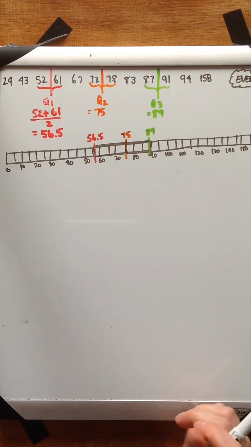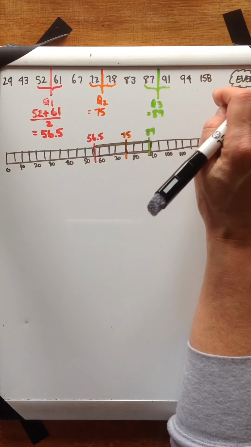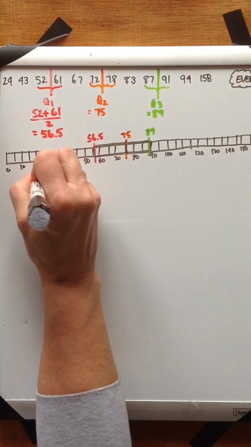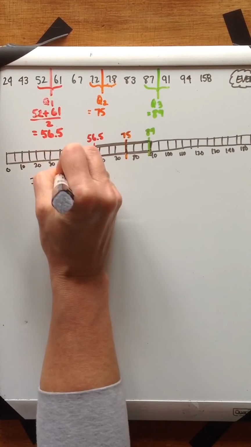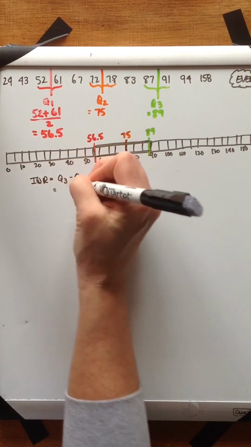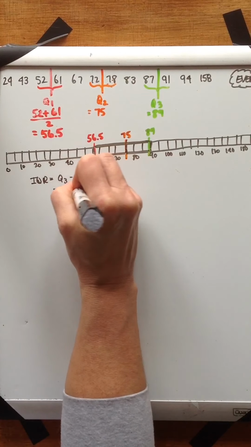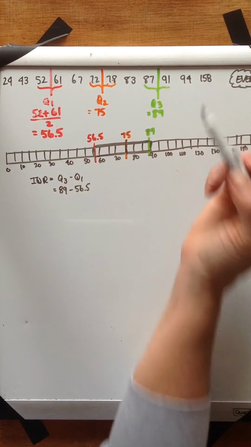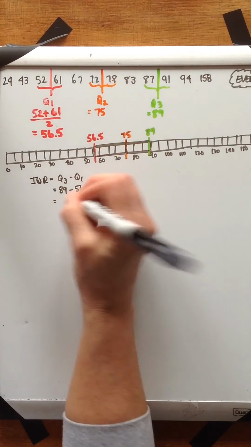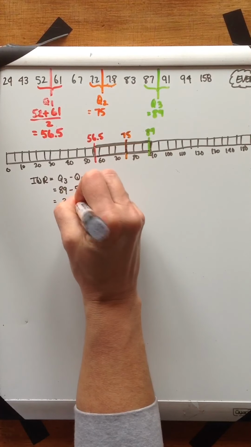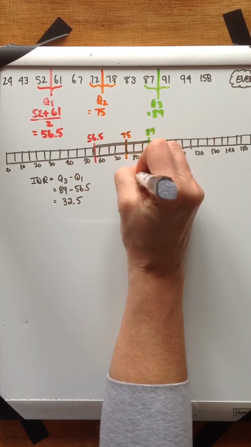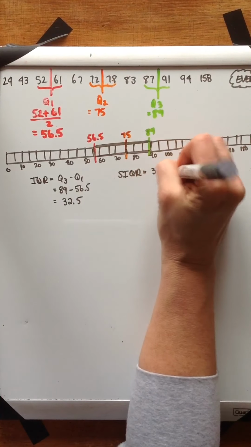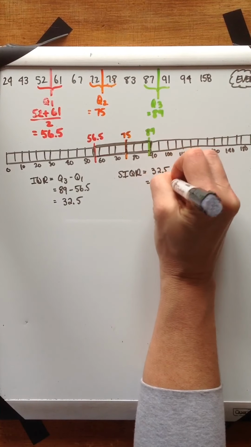Now, it's time to see if 24 or 158 are outliers in this scenario. So let's first of all review how to find IQR. It is the difference between Q3 and Q1. So we can do 89 minus 56.5. Notice our values of Q3 and Q1 and even Q2 have changed by adding that extra data point, and we end up with an IQR of 32.5. Similarly, the SIQR would be half of the IQR, or 32.5 divided by 2, which would be 16.25.